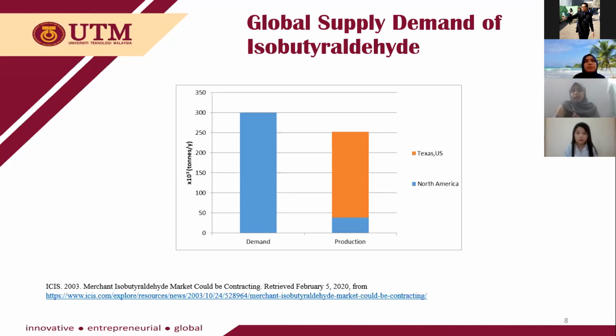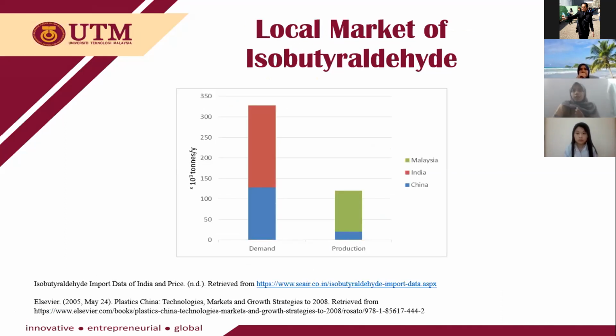For the global market, the total demand of isobutadiene in North America is around 300,000 MTA, while the total production is around 252,000 MTA, with 39,000 MTA accounting for North America and the rest for the US. For the local market, the total demand is around 328,000 MTA, with 200,000 MTA accounting for demand in India and the rest for China.